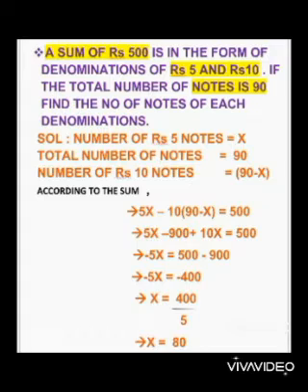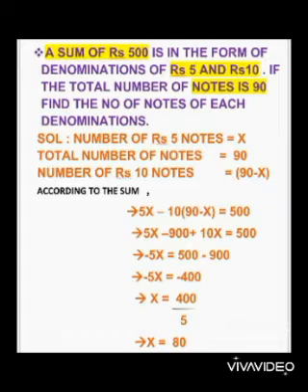So now let us simplify. 5x plus 10 into 90 is 900, plus minus 10 into x is 10x, which is equal to 500. Now let us solve the x variable first. Plus 5x and minus 10x, you will get minus 5x, which is equal to 500. Let us transpose 900 to the right hand side. Then you will get minus 900. So minus 5x is equal to minus 400. Minus will cancel. 5x is equal to 400.